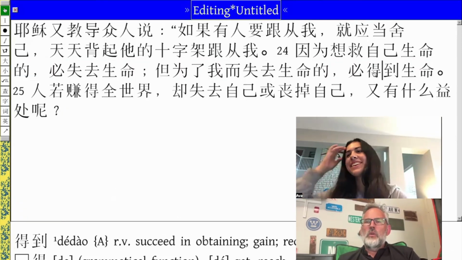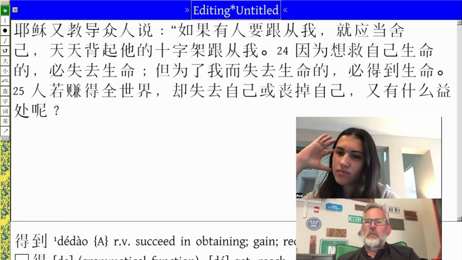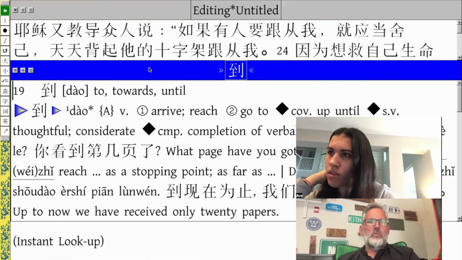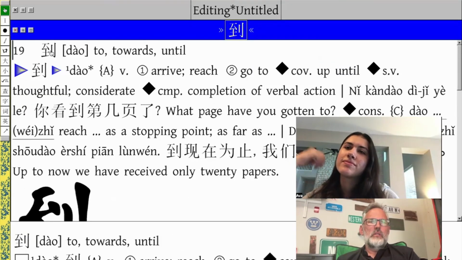And so 得到, in this case, it's actually a verb. It's not the grammatical particle. It's to get, you know, 得到. This 到, you know, this one. To, towards, until.